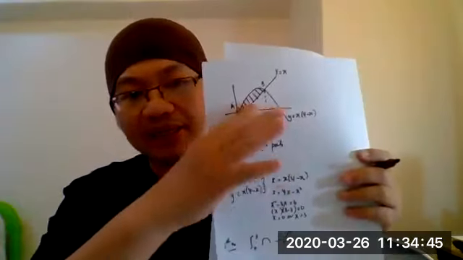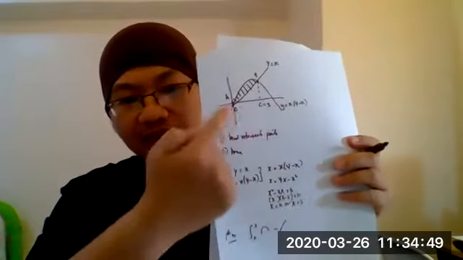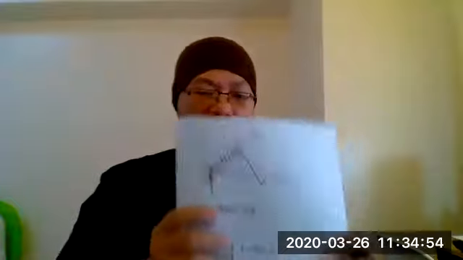If the base is the curve, then you must minus the curve: straight line minus curve. But this one, the curve is the top. That's why curve minus straight line. Okay. Always remember that. Top minus bottom, not bottom minus top.